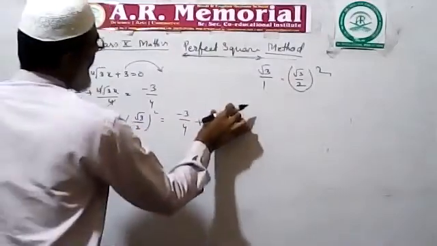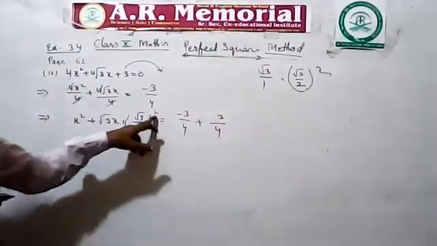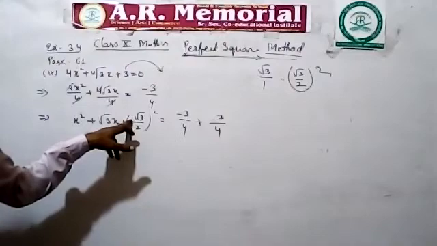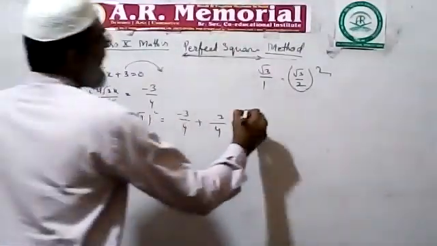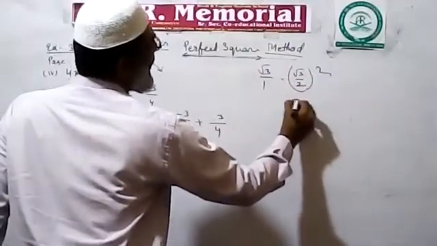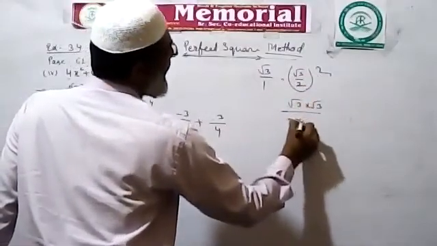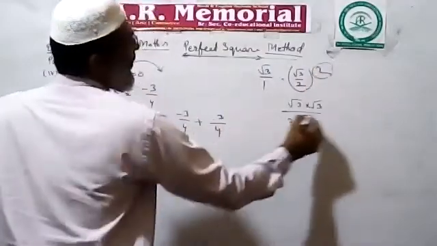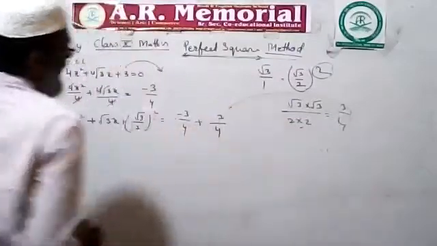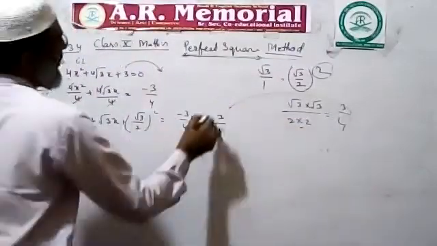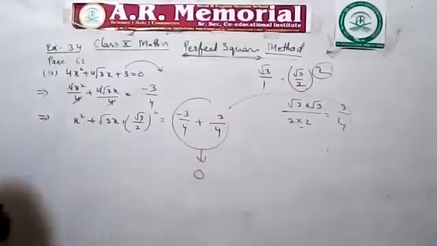Root 3 into root 3: what happened with the square and the root? They are opposite of each other, and the 2 gets squared too. So root 3 into root 3 is 3, and 2 into 2 is 4. This is the answer of this. Now this one is positive and this one is negative, so the answer of this already goes to 0.